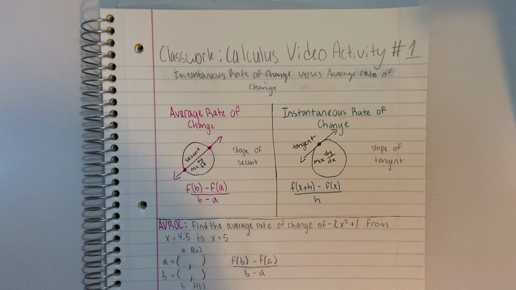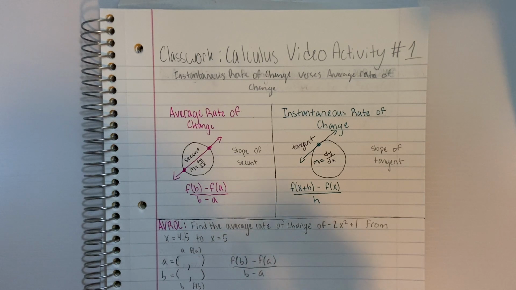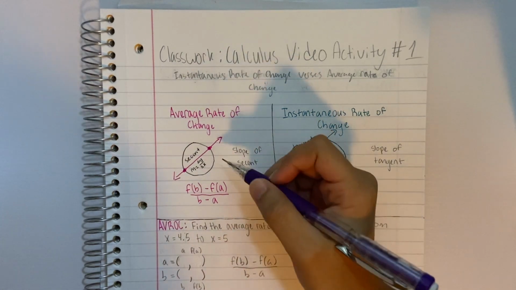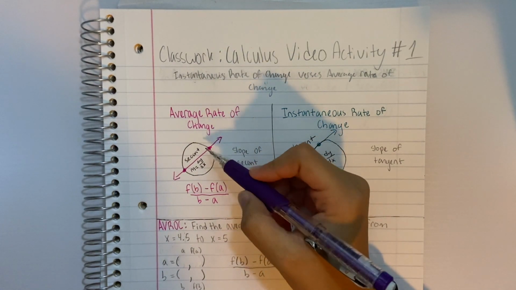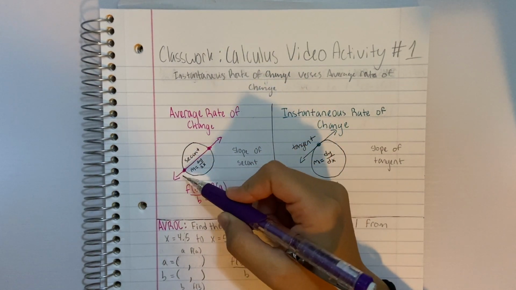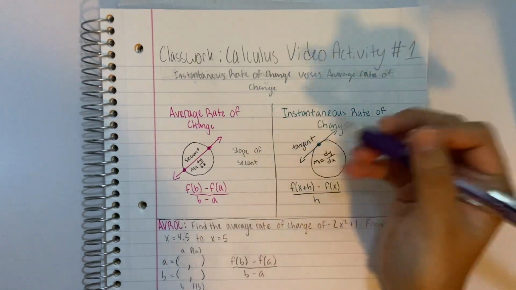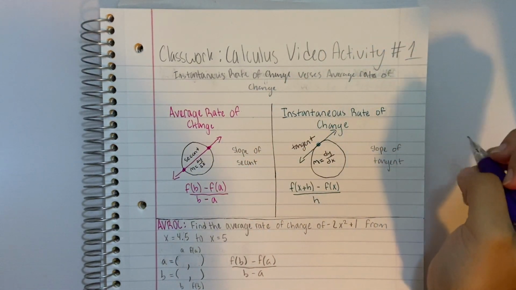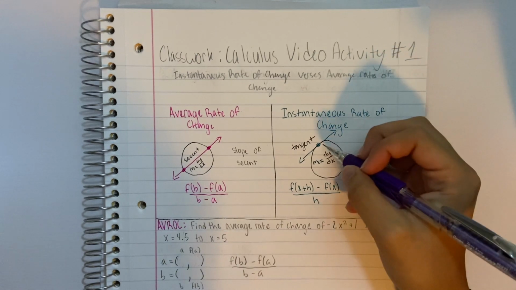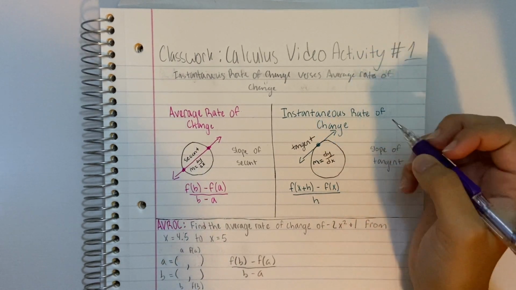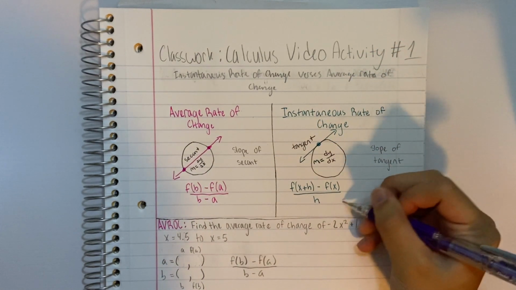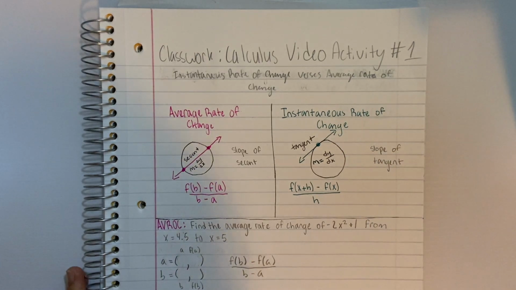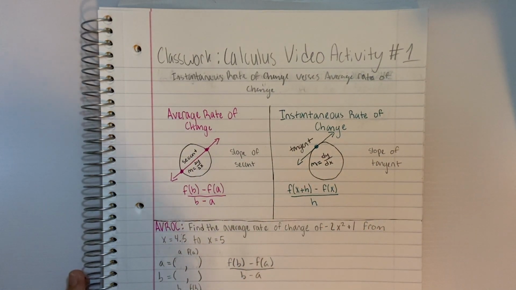In this video we'll be talking about instantaneous rate of change versus average rate of change. So average rate of change is the slope of a secant line, while instantaneous rate of change is the slope of a tangent line. An average rate of change will usually be between two different points, which you can see here in the equation, while instantaneous rate of change is the slope of like one point. And this is the equation for instantaneous rate of change.